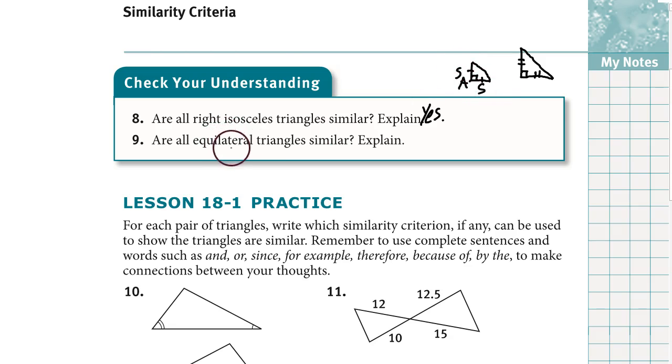Number 9, are all equilateral triangles similar? And that answer is yes as well. Here's an example picture of an equilateral triangle. All 3 sides are equal. Here's another equilateral triangle. All 3 sides are equal. And I think you'd agree that no matter how many of these I draw, these will be similar because of the SSS similarity postulate.